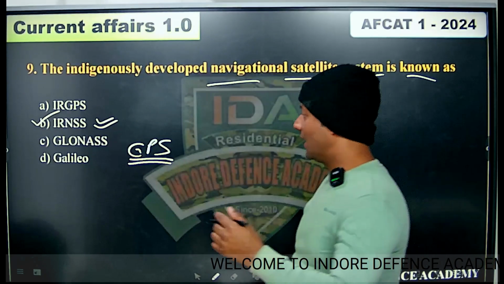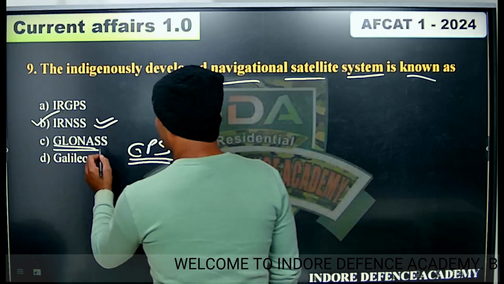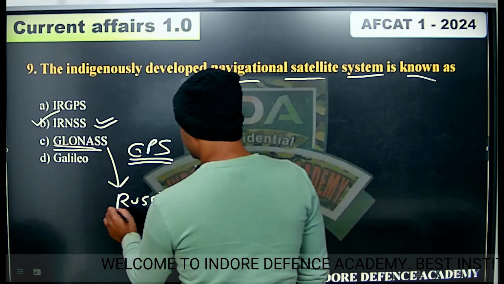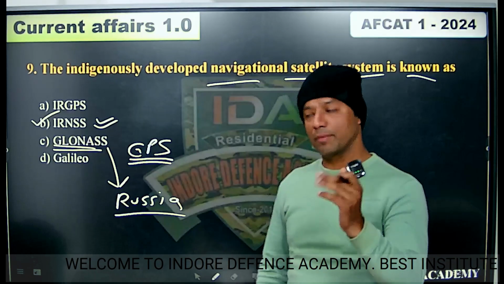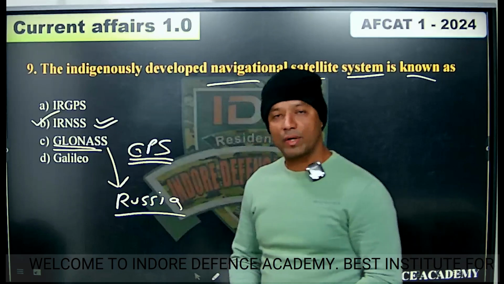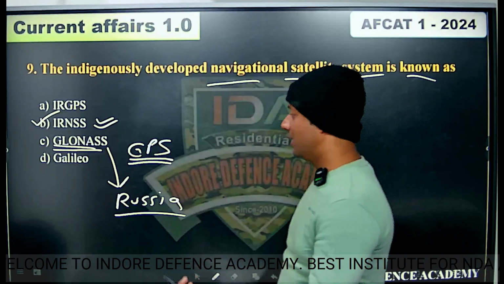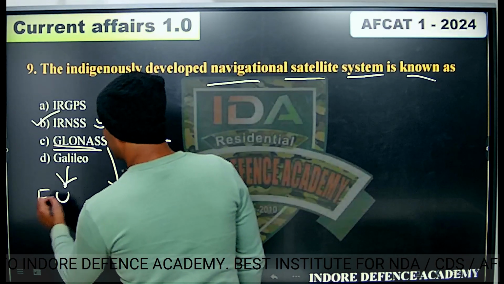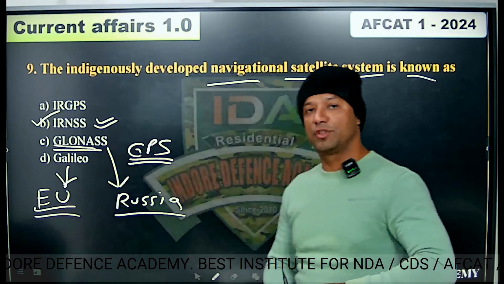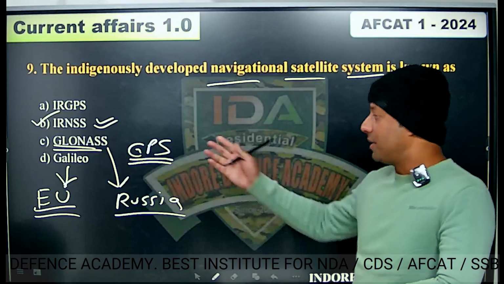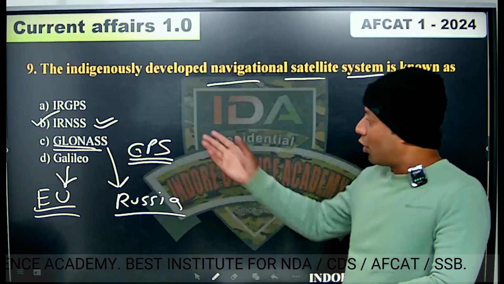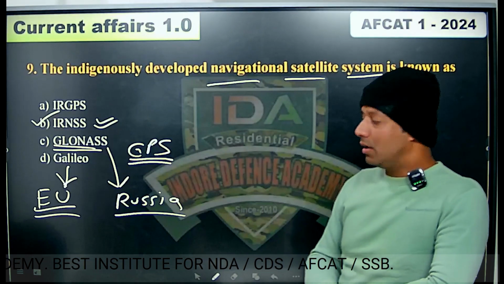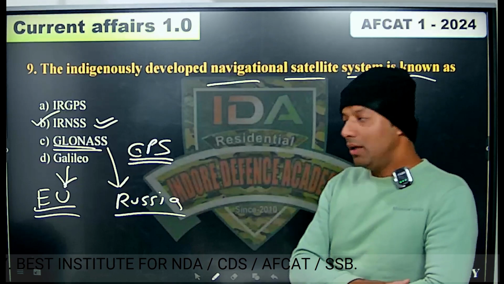Okay my friends, let's see GLONASS. So the GLONASS system is of Russia. It is the Russian navigation system. Okay, you have to memorize it. GLONASS. Okay, it is the Russian navigation system. And the Galileo is the European Union navigational system, my friends. You have to memorize it. Okay, the GPS is of the USA, GLONASS is from Russia, and the Galileo is from the European Union.